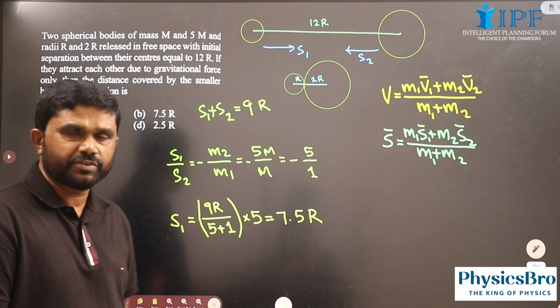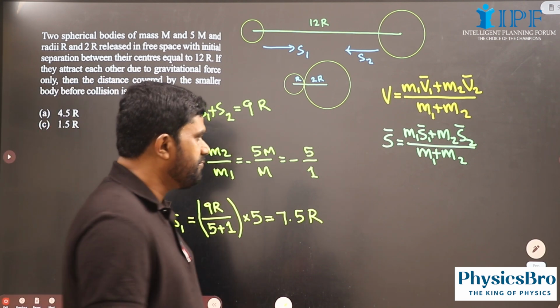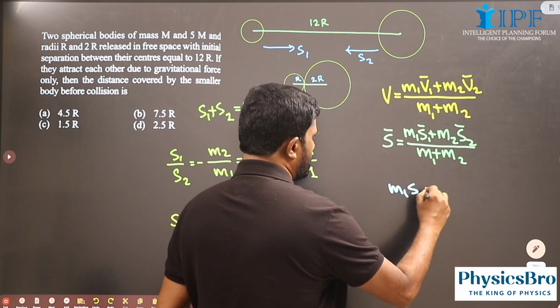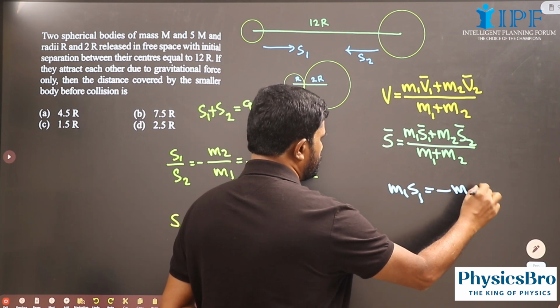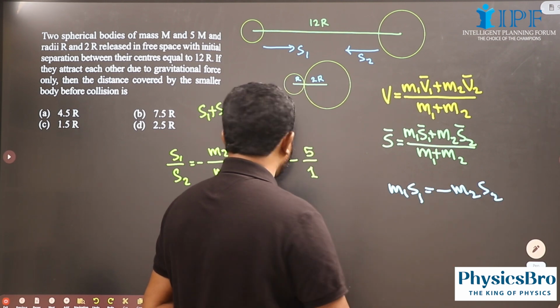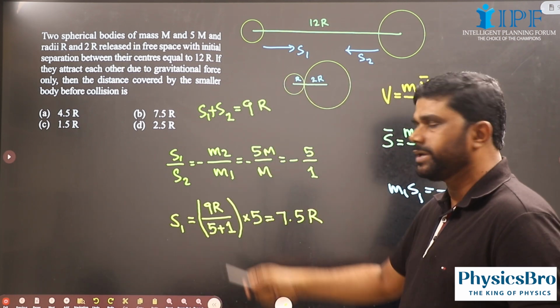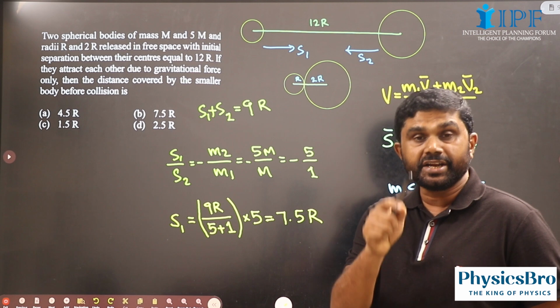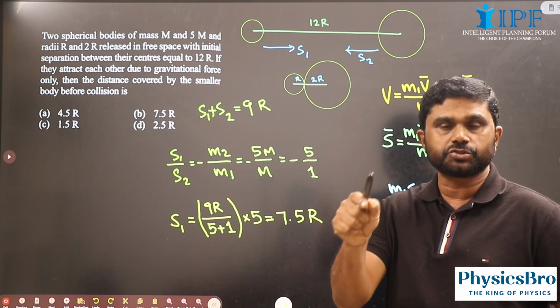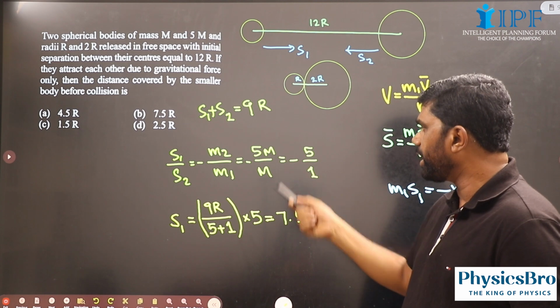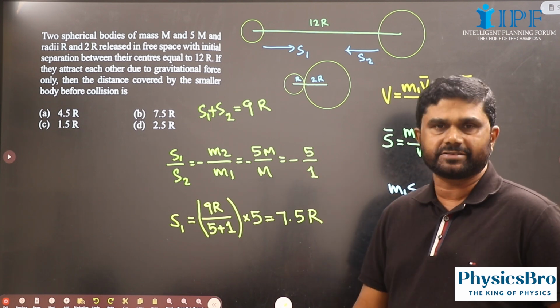Okay, m1 s1 equal to minus m2 s2. So s1 by s2 will be minus m2 by m1. That negative sign is only to show that s1 and s2 are in opposite direction. So s1 and s2 will be in the ratio 5:1 because m and m can be cancelled.